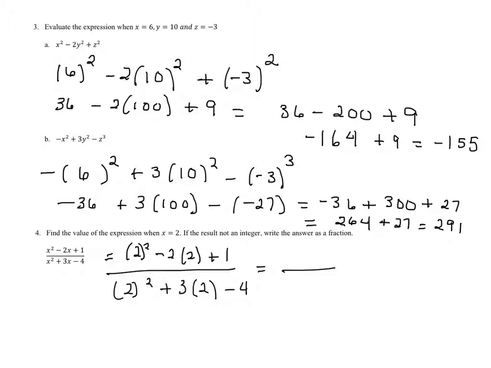So this will be 4, take away 4 plus 1, which will just be 1 on the top. Denominator will be 4 plus 6 minus 4, which will be 10, take away 4, which turns out to be 6. So the answer is 1/6. We really don't have to do anything else to simplify, just leave it as it is.